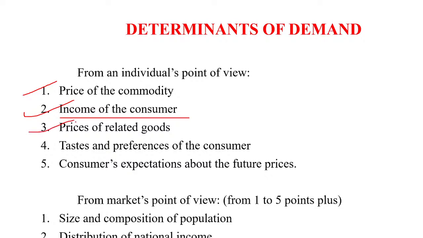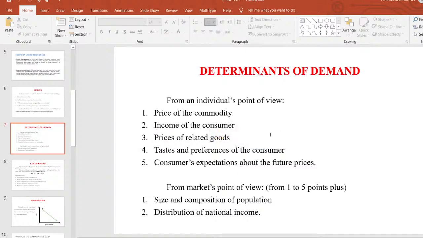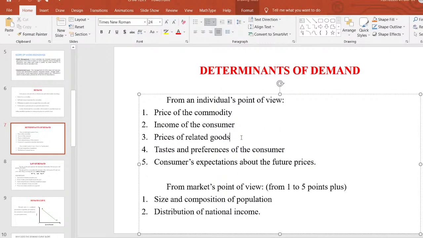Price of the related goods. Related goods means, there are two types of goods. I'm talking about, just a moment, here are a number of goods. Number one is substitute goods.